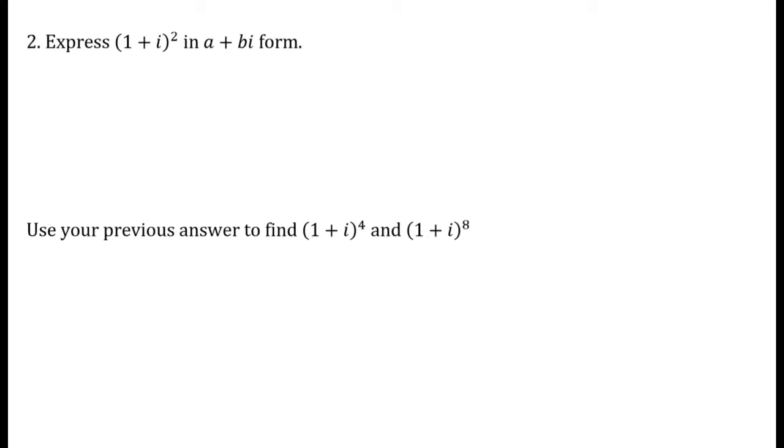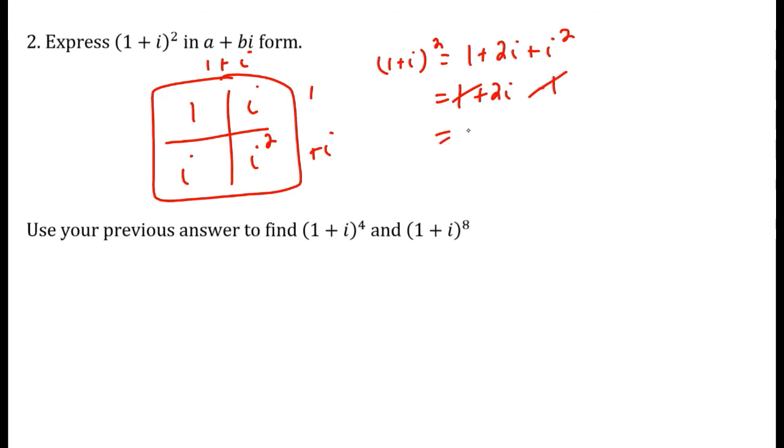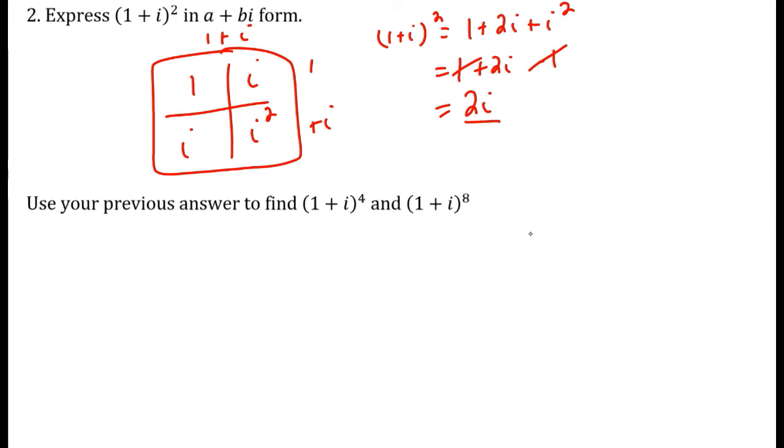Express (1 + i) squared in a + bi form. Well, (1 + i) squared is taking the number 1 + i times 1 + i. So this is really 1 plus 2i plus i squared. But wait a second, whenever I see an i squared, I can replace it with -1. 1 minus 1 is 0, so I'm left with 2i. So (1 + i) squared is 2i.